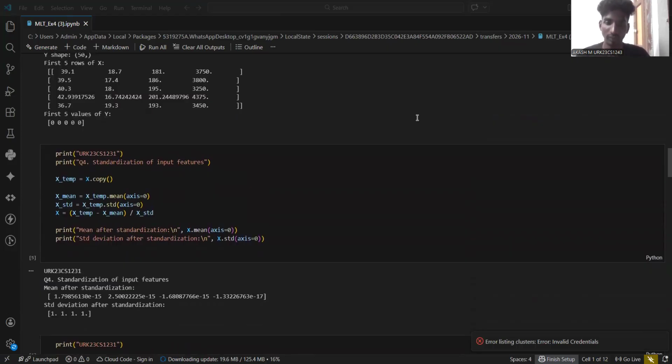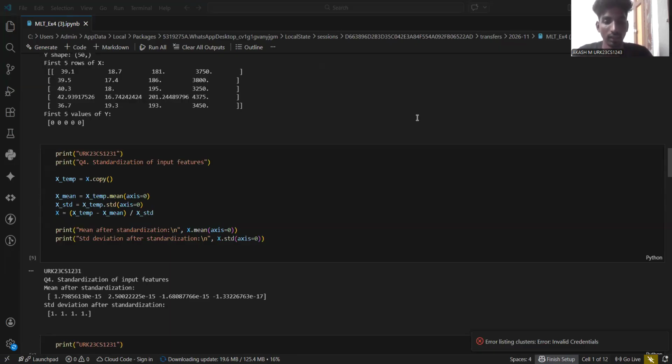In the fourth question, standardization of input features. Standardization transforms the features so they have a mean of 0 and a standard deviation of 1. This is critical for perceptrons because it ensures that features with large numerical values, like body mass in grams, do not overshadow features with smaller values, like bill length in millimeters.